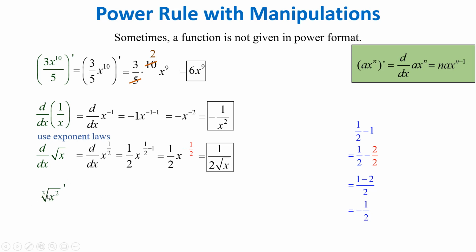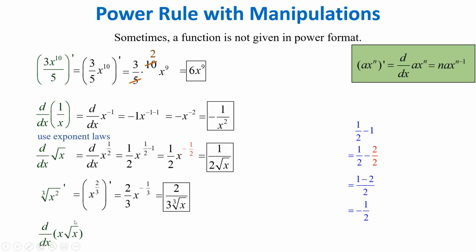Now a different kind of radical, cube root of x squared, writing this as x squared over 3, or x to the 2/3. Now it's in power function format. The derivative becomes 2/3 x, and show yourself that 2/3 minus 1 is negative 1/3. And then simplifying it, it becomes 2 over, and I'm just putting the x with the 3 in the denominator. Final derivative is 2 over 3 times the cube root of x.